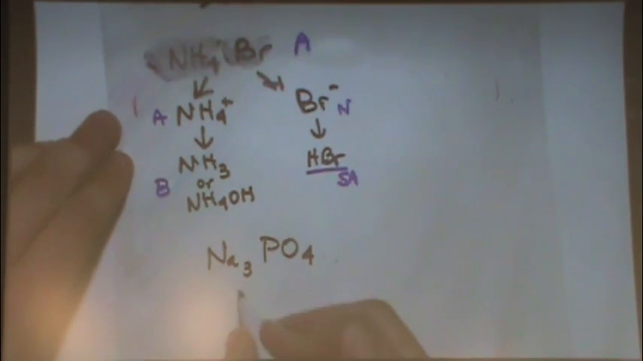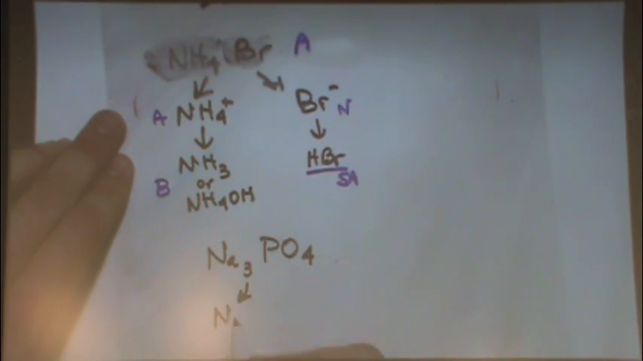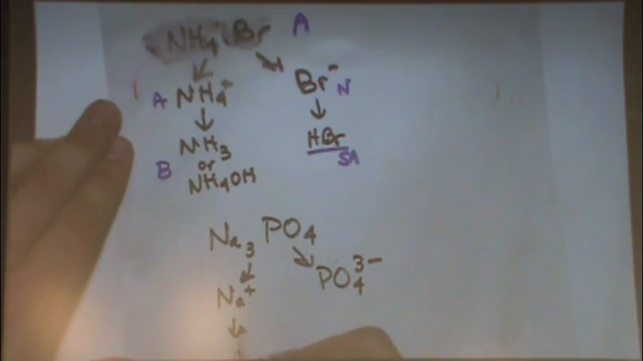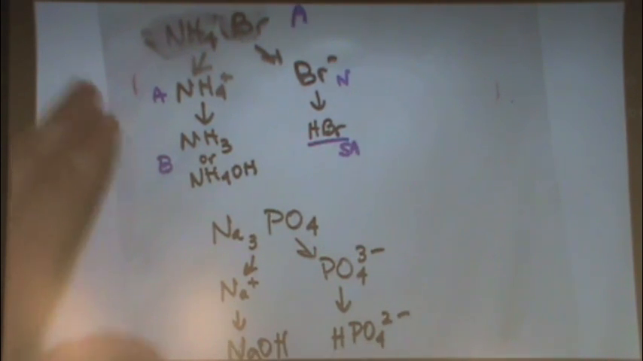Let's try this one, see if it works out. Okay, we've got sodium and PO4 3 minus. The sodium is from NaOH. The PO4 is from H PO4 2 minus.